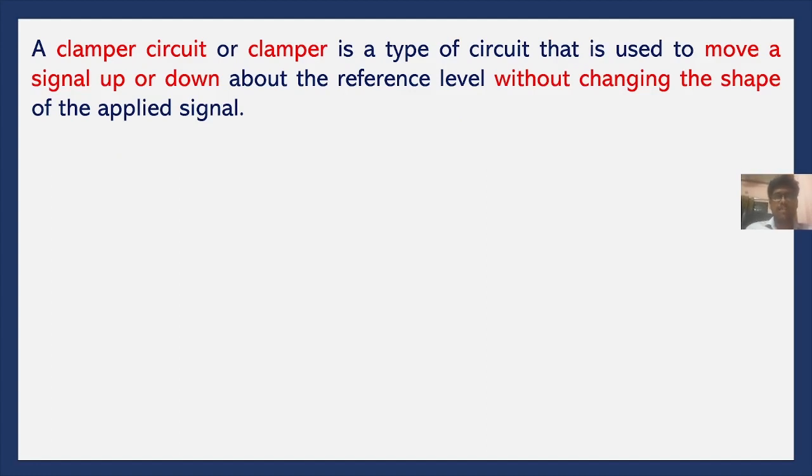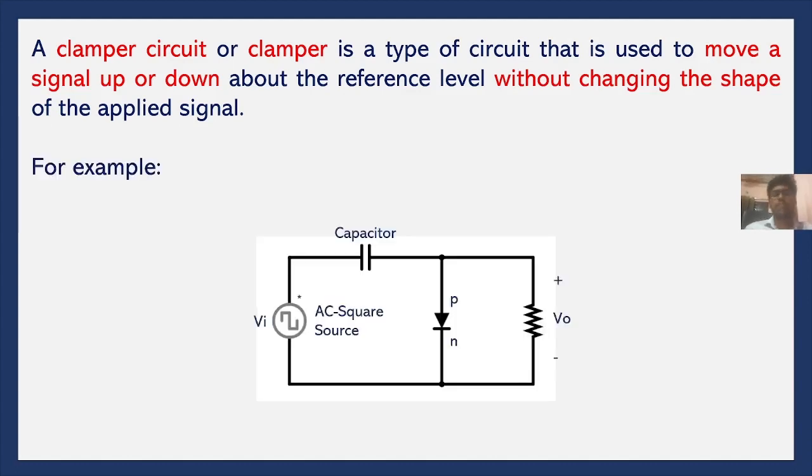Now a clamper is a type of circuit that is used to move a signal up and down about a reference level without changing the shape of the applied signal. In a clipper we saw that it clips the signal, but a clamper actually clamps or moves a signal up and down. For example, in a clamper circuit there is a capacitor, and a diode and resistor are parallel to each other. In this case, we apply an AC square source.